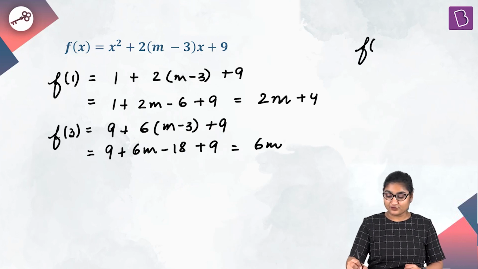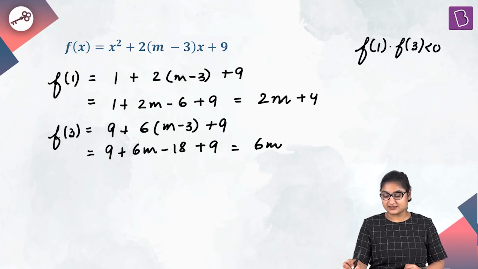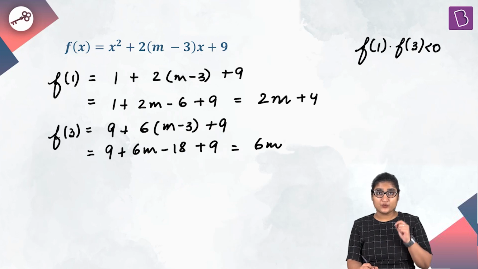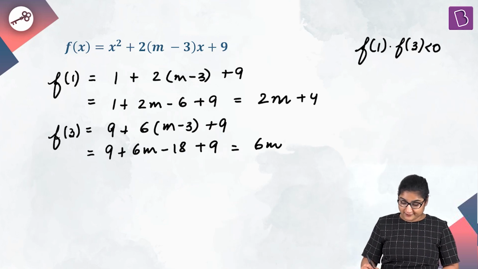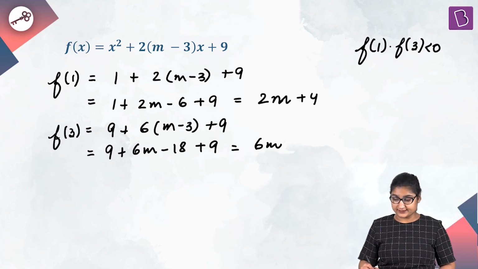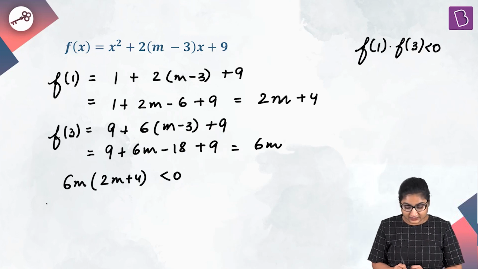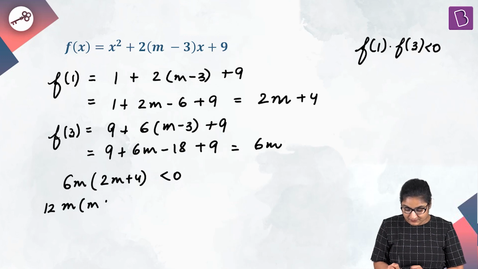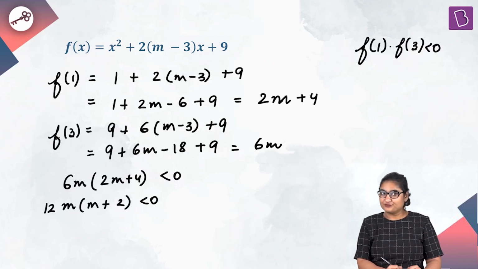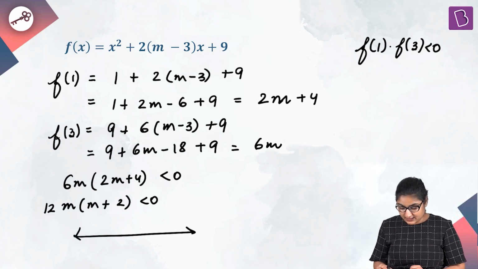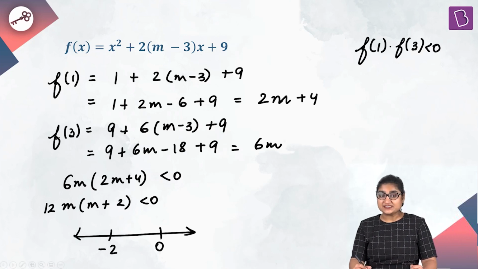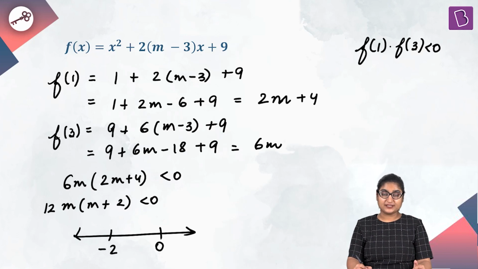And we know that f of 1 multiplied by f of 3 is less than 0, because it's given in the question that exactly one root lies between 1 and 3 for the equation f of x is equal to 0. So if I put the values of f of 1 and f of 3 in the expression, we get 6m multiplied by 2m plus 4, and this is less than 0. If I factor out 2, I get 12m multiplied by m plus 2 less than 0. We have two factors. That means we'll have two critical points. It's minus 2 and 0.